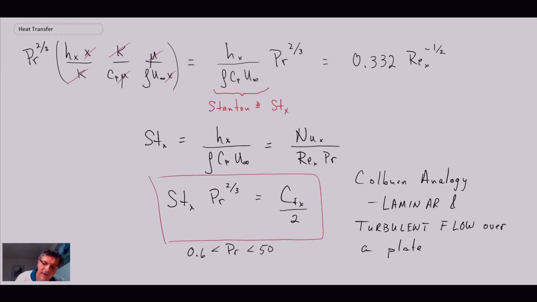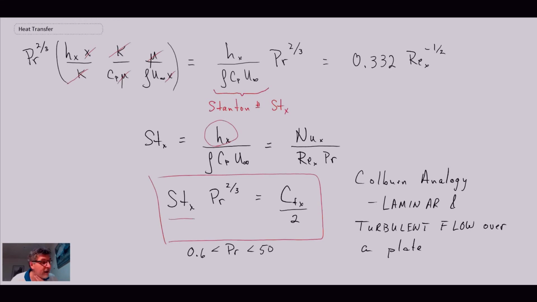And so what is nice about this is that there already is a great deal of data characterizing the skin friction coefficient over flat plate boundary layer flows, laminar or turbulent. And so all of that data can be used in this relationship to determine the Stanton number, and from the Stanton number we get the convective heat transfer coefficient. So that's the beauty of this. It opens up a lot of data that we can use for heat transfer calculations. And so anyways, that is the Colburn analogy, the Stanton number, and we will use it from time to time in coming up with relationships that we will be using to determine the convective heat transfer coefficient.